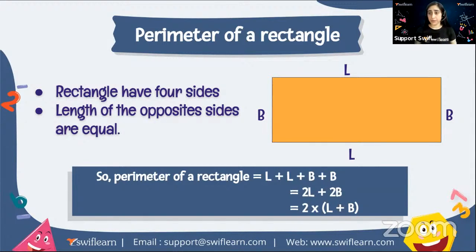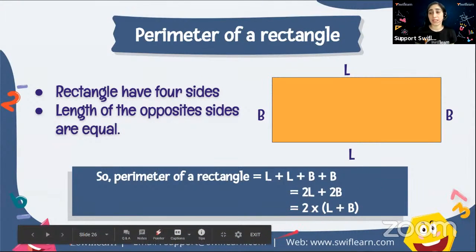So easy. Otherwise I would have to add 4 terms: 2 times length, 2 times breadth. So to make it more simplified, let me add length and breadth together and then multiply it by 2. So this is how the formula has been derived by its properties.